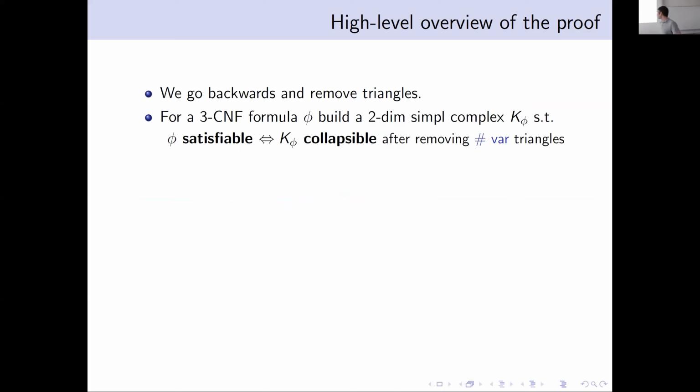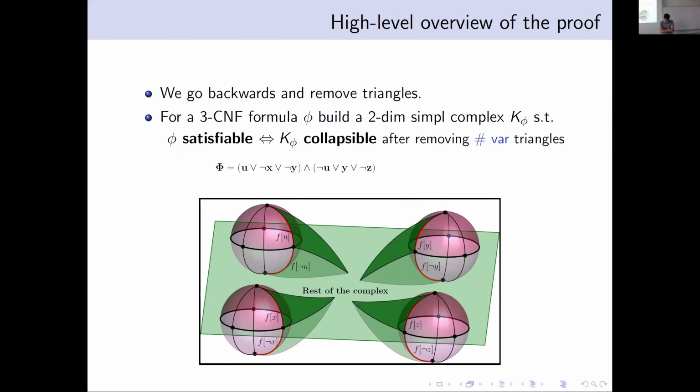Now, a high-level overview of the proof of the NP completeness. Here we do a reduction from 3-SAT, and we have our conjunctive normal form formula. We go backwards: instead of gluing things, we remove the triangles in reverse order. We know the number of triangles glued by three edges, which we must remove. We know this number exactly.